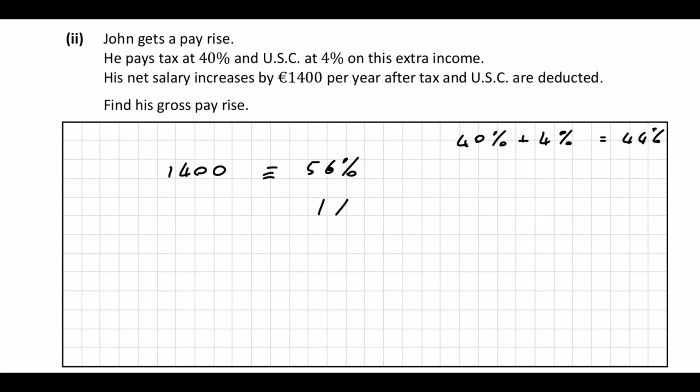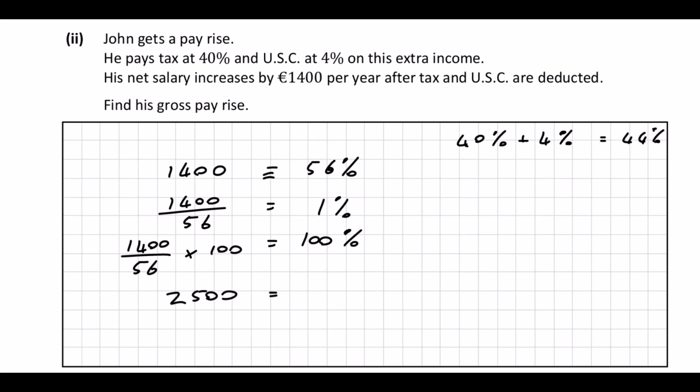So again, let's go down to 1% and up to 100%. How do you go from 56 to 1? You divide by 56. So take 1400, divide by 56. How do you go from 1 up to 100? Well, multiply by 100. So it's 1400 over 56, multiply by 100, and that should give you 2,500 euros. That's his gross pay rise. Okay, and that's it for question 7.